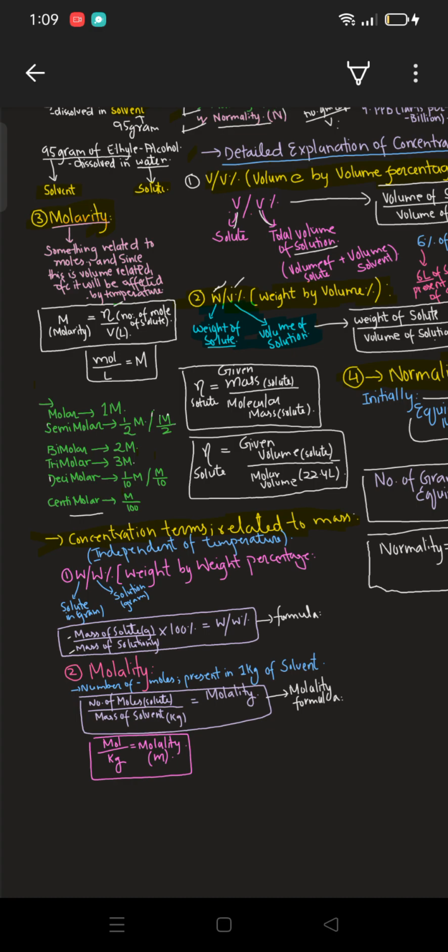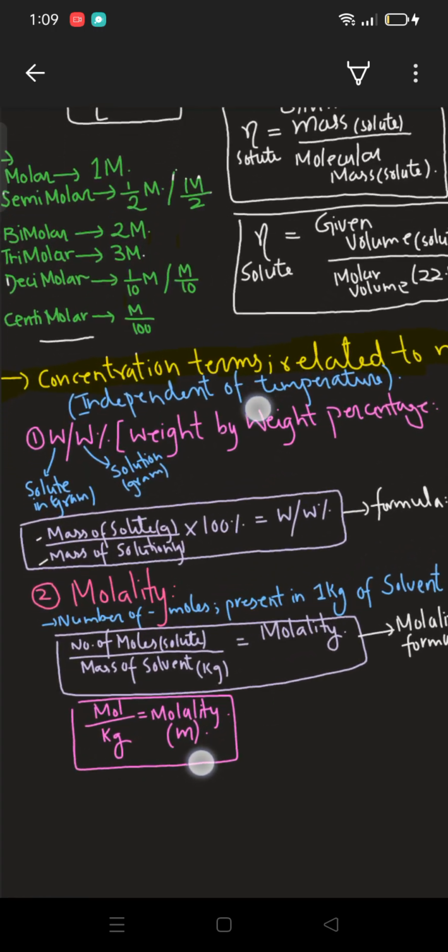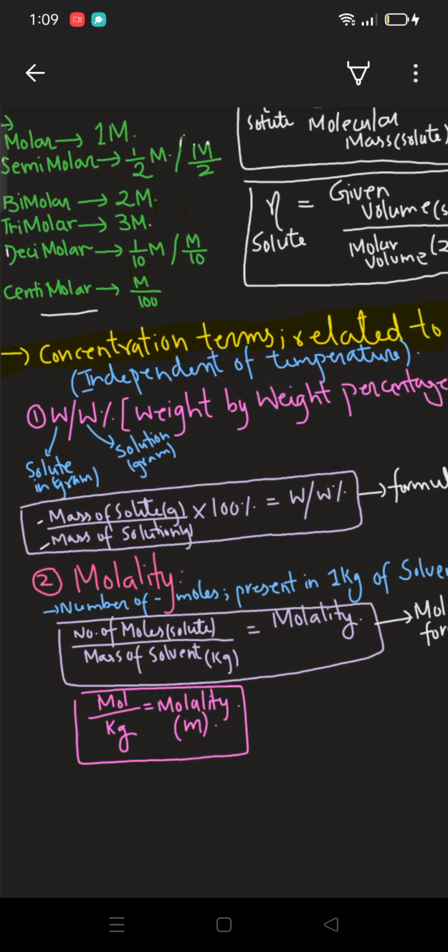But here in the molality, as you can see from the formula, the number of moles of solute per unit mass of solvent is what we call the molality, right? So here we cannot find any volume, and volume is affected by the temperature. That's why molality is a concentration term which is not affected by the temperature. It is independent of temperature.